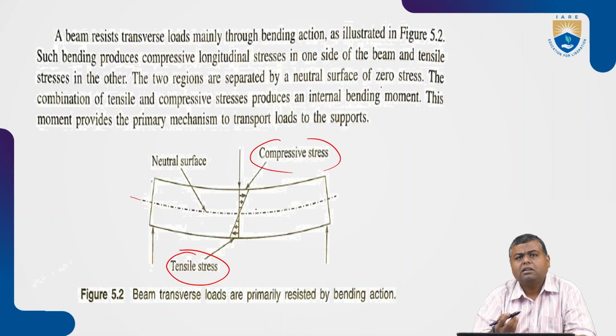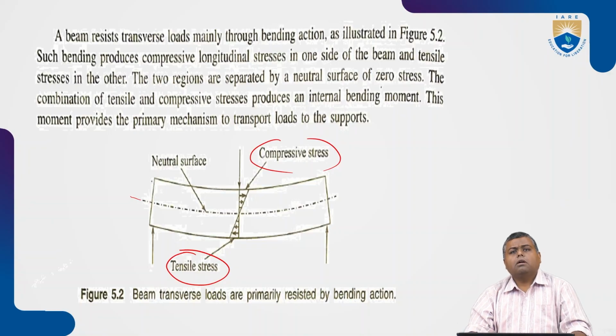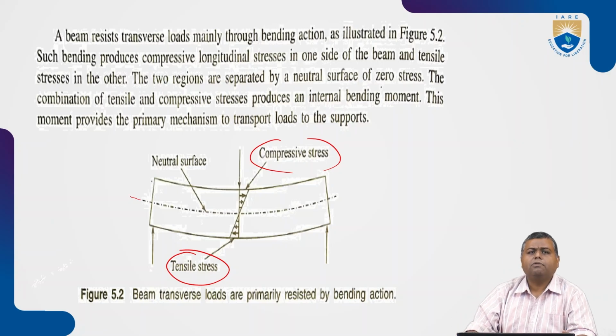A beam resists the transverse loading mainly through bending action. Such bending produces compressive longitudinal stress on one side, and on the other side it will be tensile stresses. Both will have an impact on the beam. The two regions are separated by a neutral line, where the stress is equal to 0.